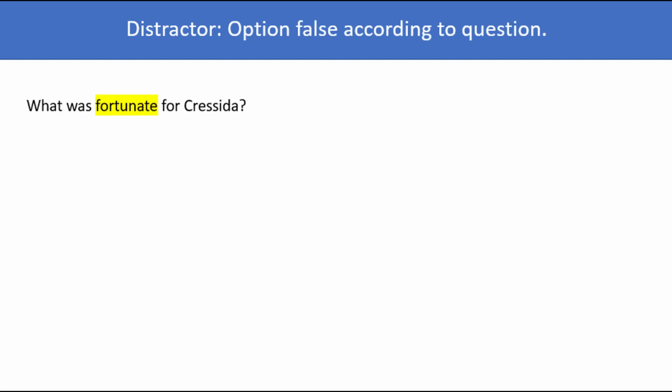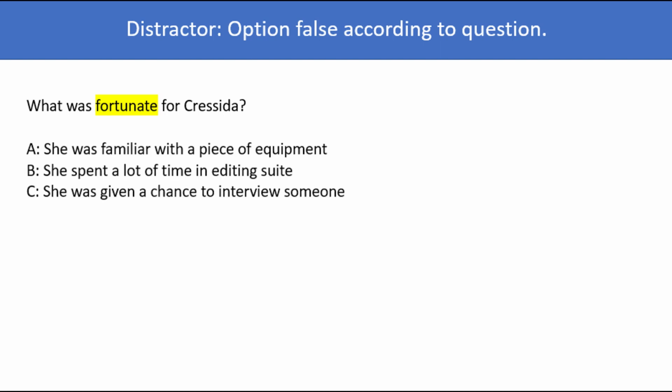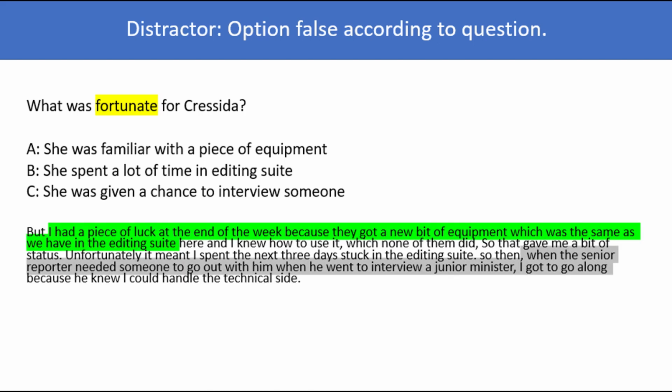The other type of distractor is the one when the option is mentioned, but it's false according to the question statement. Let's see this example. The question is, what was something that proved fortunate for Cressida? Look at the audio script.